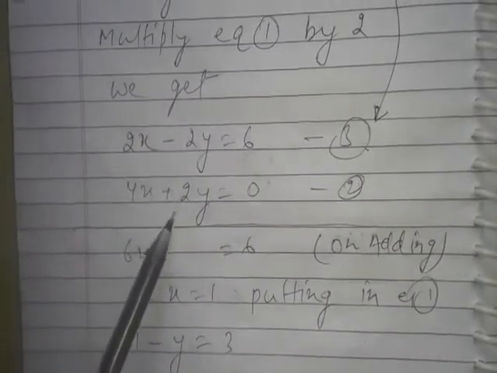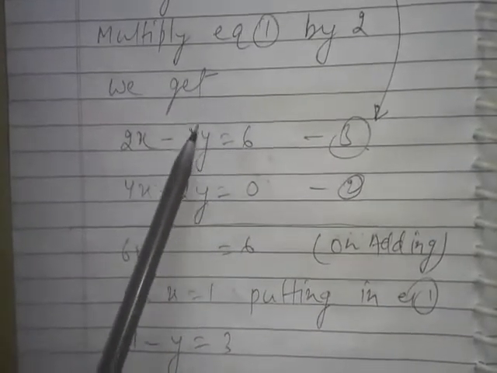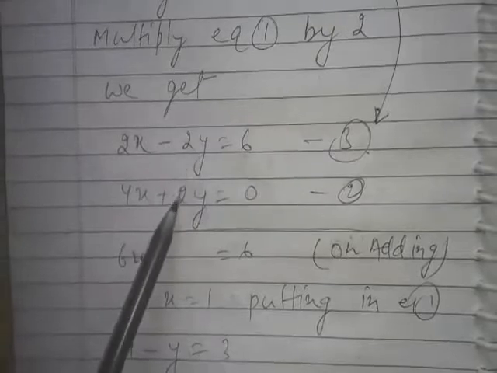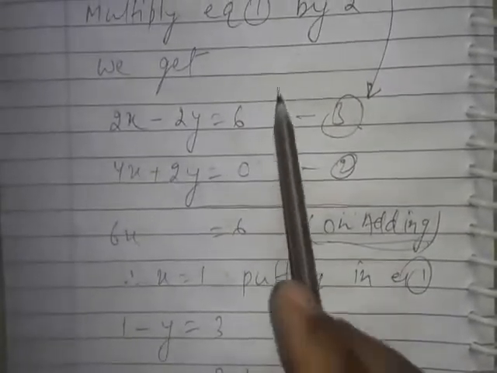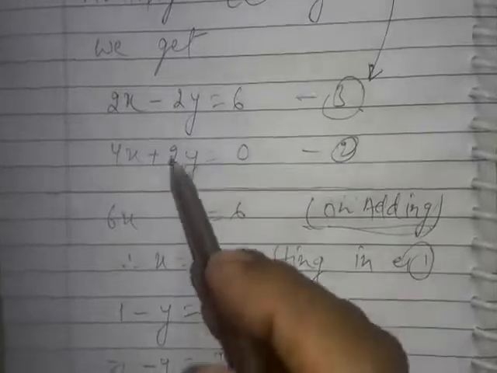the variable y has coefficients numerically equal. And then what do we observe? We observe that their signs are opposite. Since their signs are opposite, we will add them. Add these two equations. When we add these two equations, then these 2y will be cancelled out.